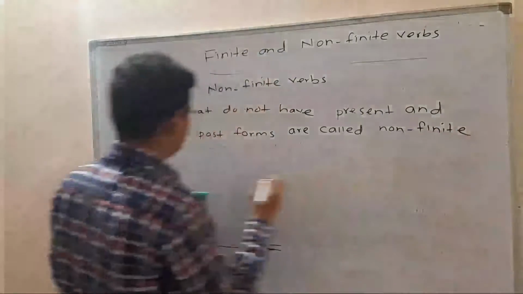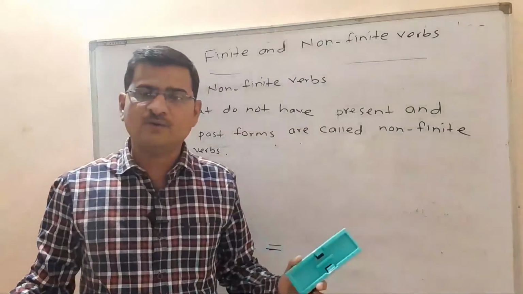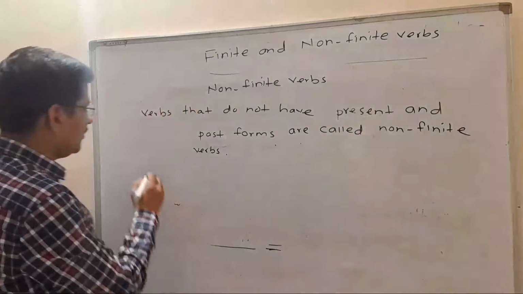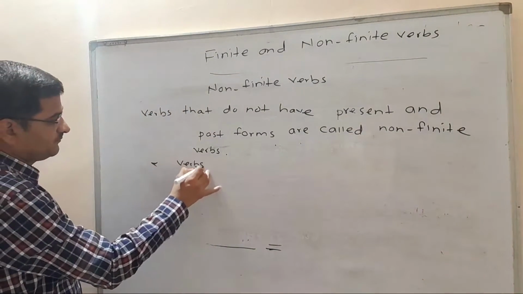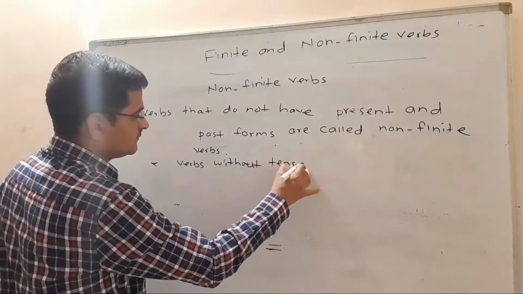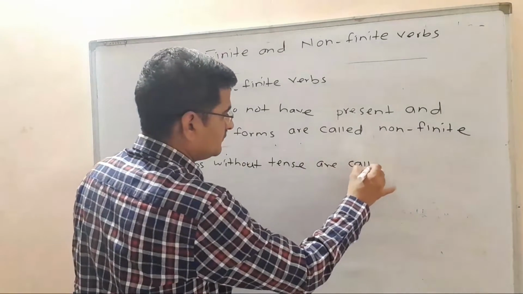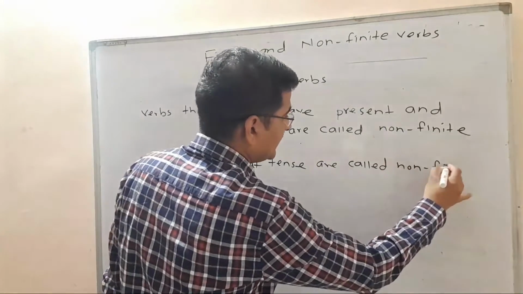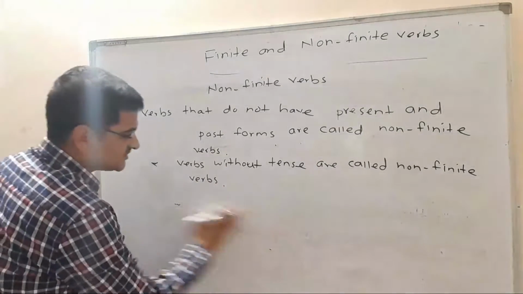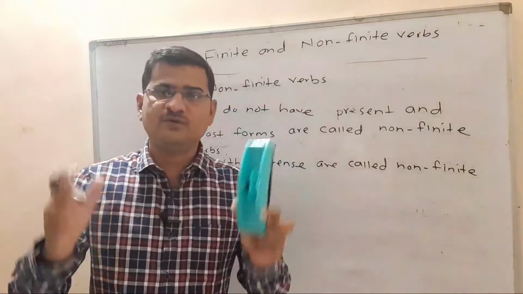Non-finite verbs. Again we can say that verbs that do not have tense, or verbs without tense, W-I-T-H-O-U-T, without tense, are called non-finite verbs. So let us study this definition with the help of a few examples.